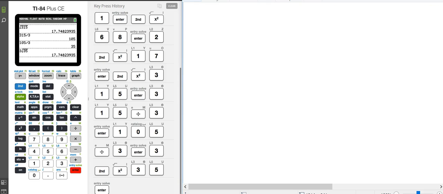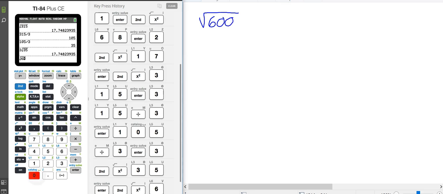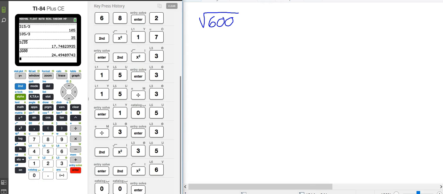Let's try another one. Let's say we have the square root of 600. Is this a perfect square? Let's check. Square root of 600. This is not a perfect square, so we want to put it into simplest radical form. To do that, we're going to find the prime factorization of 600. The smallest number that's greater than 1 that goes into 600 is 2. 600 divided by 2 is 300.